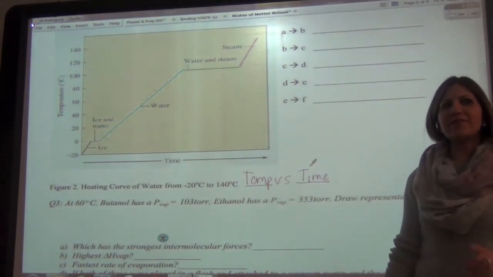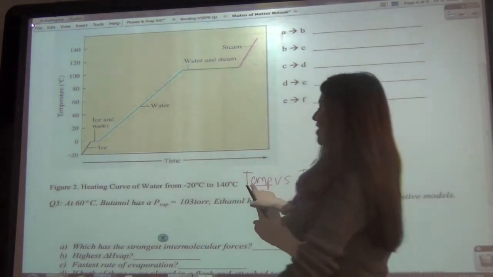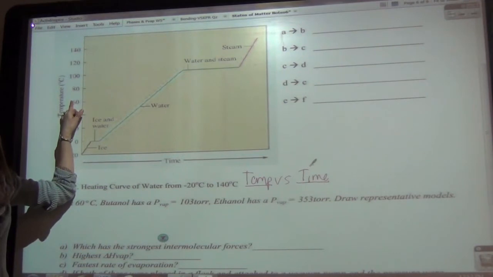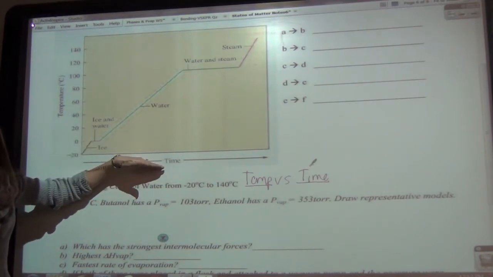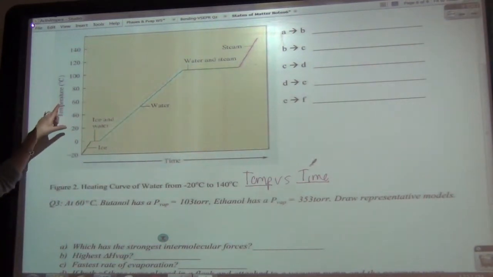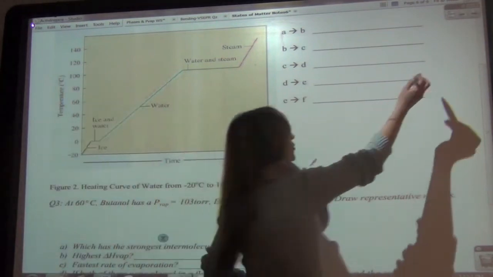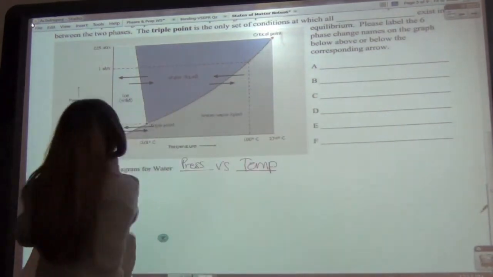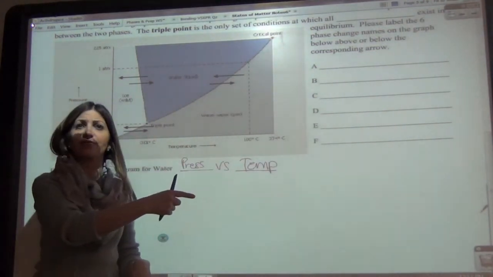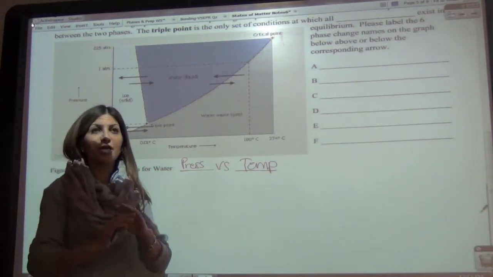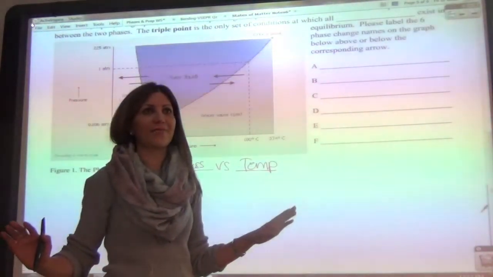Well, how is that different from the other one? Well, in this case here, we've got temperature on the y-axis. On the other one, where's temperature? On the x-axis. On the other one, we've got temperature going along the x-axis. So now we've got temperature going along our y-axis. On the other graph, what's on our y-axis? Pressure. Is there pressure on the heating curve? Do you see anything that tells you pressure on there? No. Pressure is not being indicated anywhere on there.